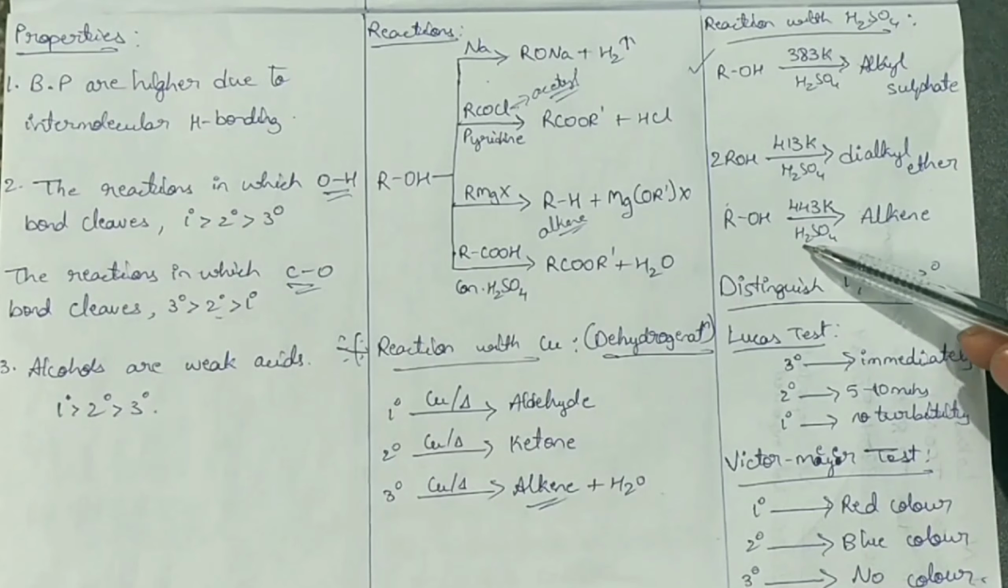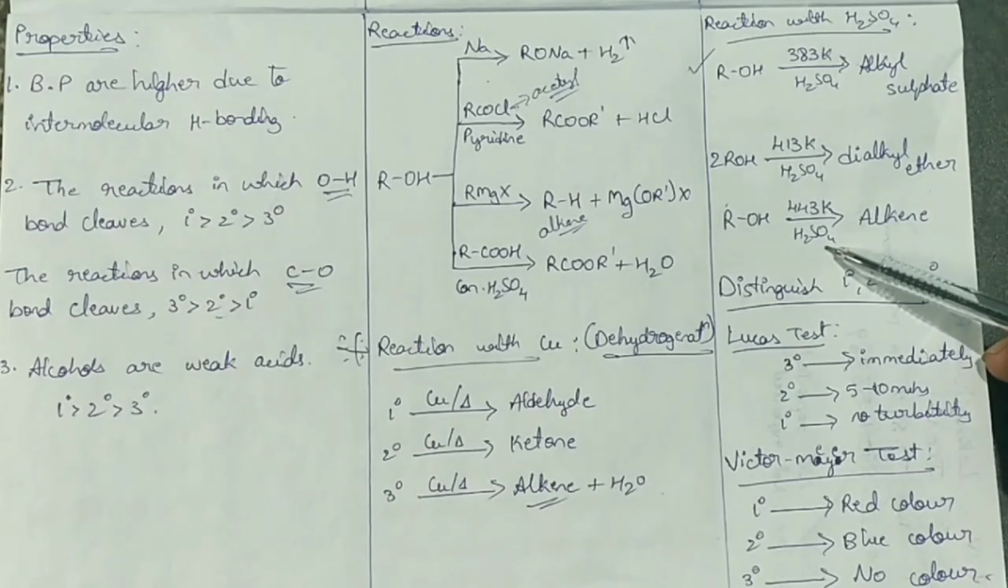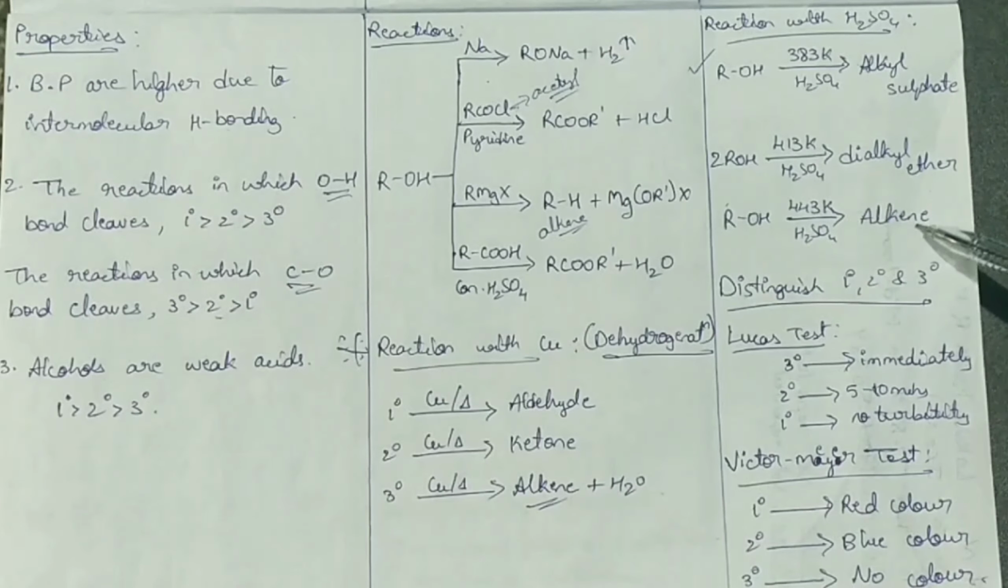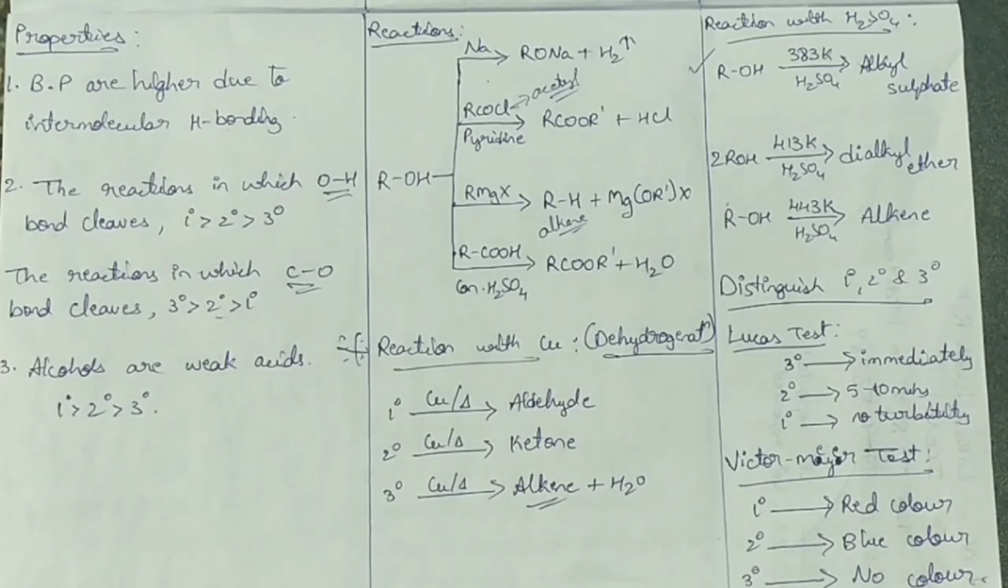Alcohol reacting with concentrated H2SO4 at 443 Kelvin gives an alkene. So this is an important reaction when alcohol is treated with H2SO4 at different temperatures. At 383 Kelvin it gives an alkyl sulfate, at 413 Kelvin a dialkyl ether, and at 443 Kelvin an alkene.